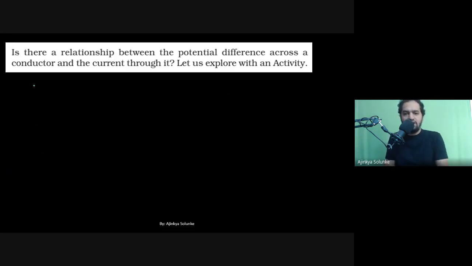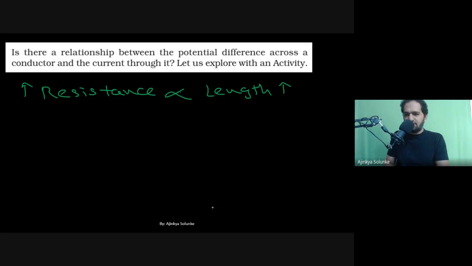So can we have a relation between resistance and length? Can we say resistance and length are directly proportional, because if length is increasing, resistance is also increasing? Direct relation, right? It's not an inverse relation. Okay, now next point.